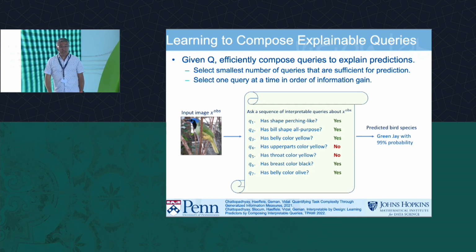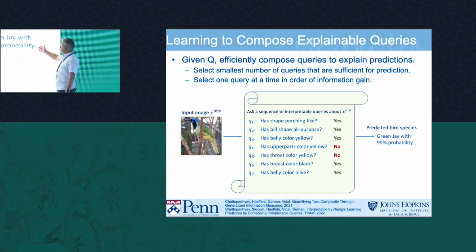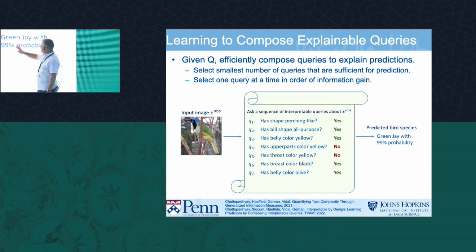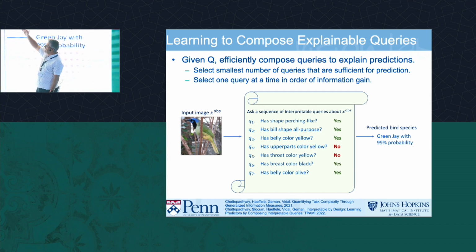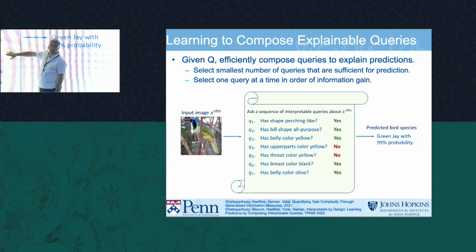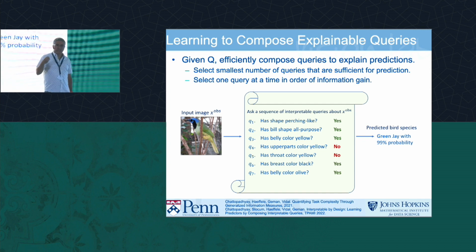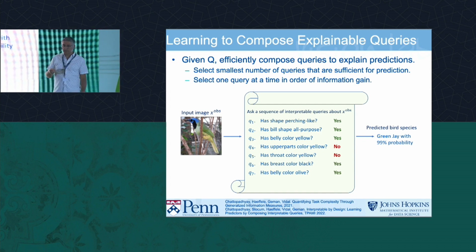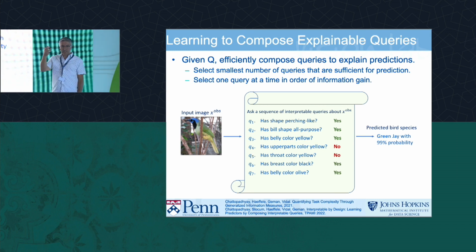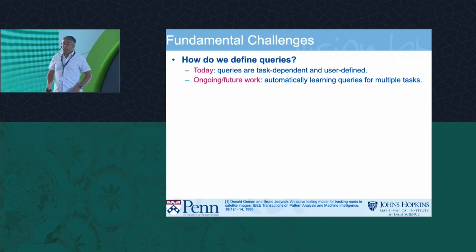What is an explanation now? I predicted with 99% probability this is a green jay. Well, here's the explanation. It is a green jay because it has a shape perching-like, and it does not have upper part colors that are yellow. So the sequence of questions and answers that the algorithm produces immediately provides the explanation for why that prediction was made. Okay, so that's the motivation.